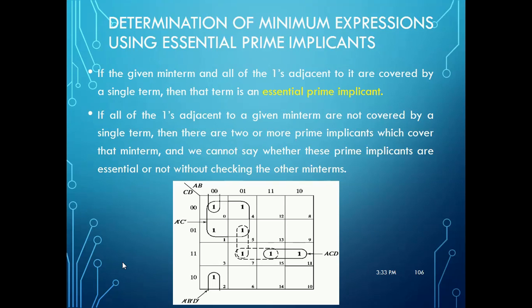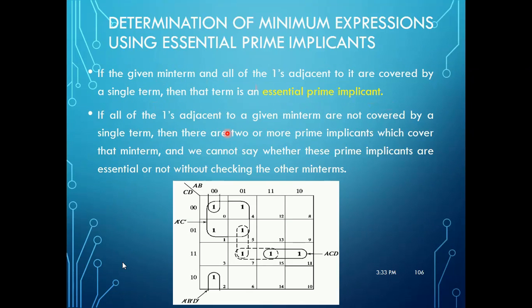Now you have to know what an essential prime implicant is. Let us see the definition. If the given min term and all of the ones adjacent to it are covered by a single term, then that term is an essential prime implicant.